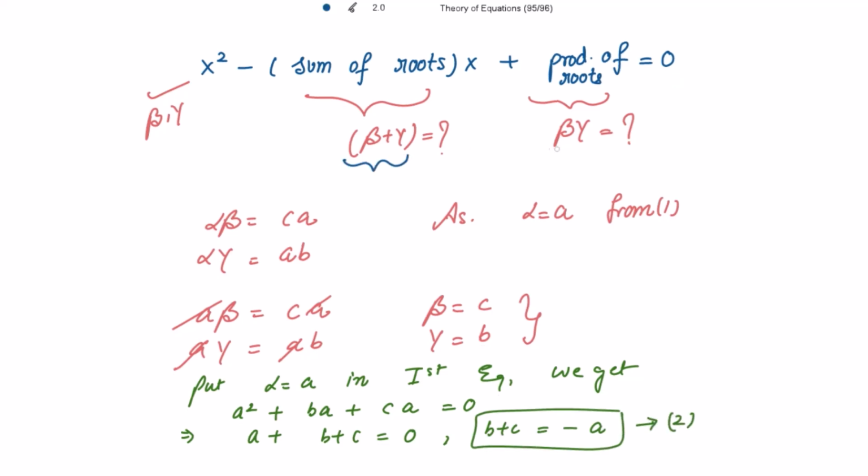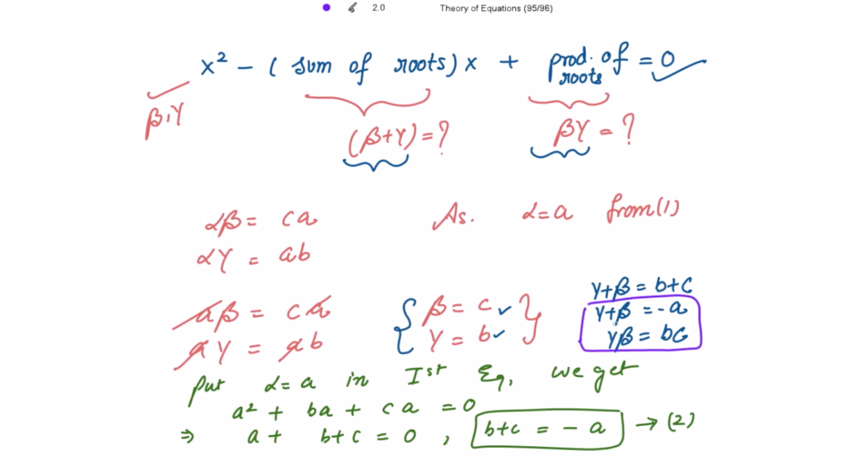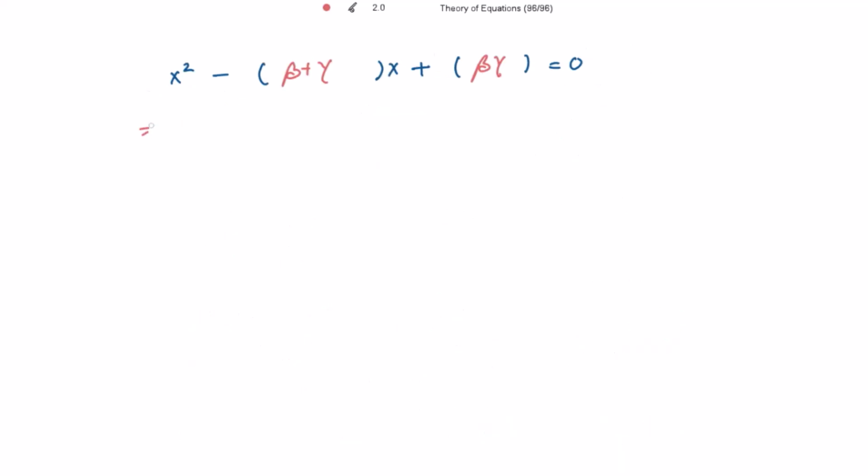Now let's put the sum of the roots and the product of the roots in this equation. Sum of the roots, that is gamma plus beta, is equal to b plus c, and b plus c is negative a. So the sum of the roots is negative a. And the product of the roots is b into c. So we are getting these two values, and let's put these two values in this. That is x square minus sum of the roots, which is negative a, plus product of the roots, bc, equal to 0.